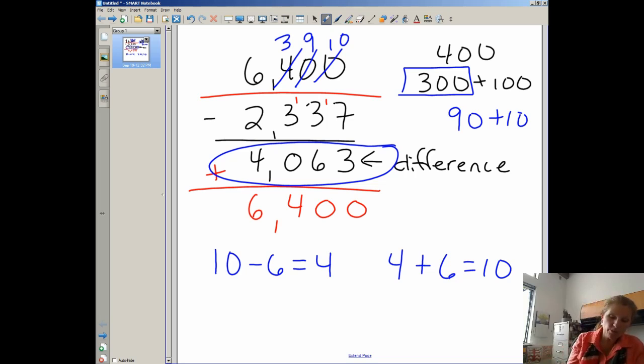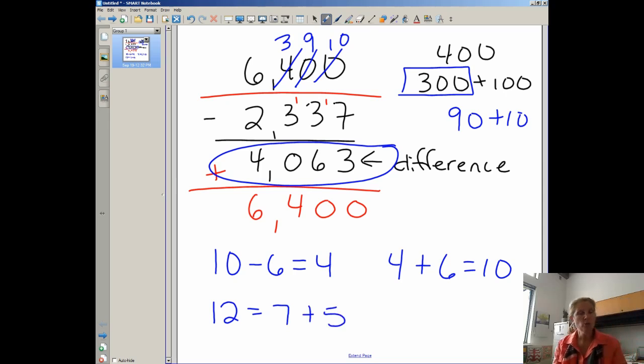If I gave you this problem, 12 equals 7 plus 5, and I asked you to rewrite that as a subtraction problem, you could rewrite that a few ways. You could say 12 minus 7 equals 5. That would be using the same numbers but a different operator. Or you could say 12 minus 5 equals 7. And it's just important to understand the relationship that they're opposites.